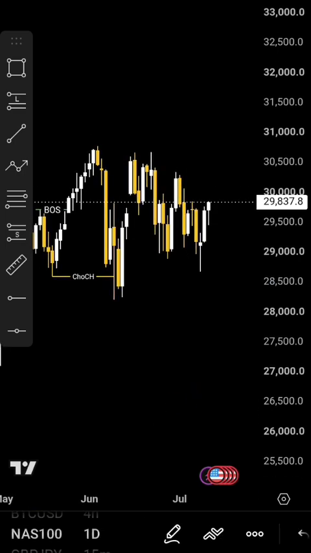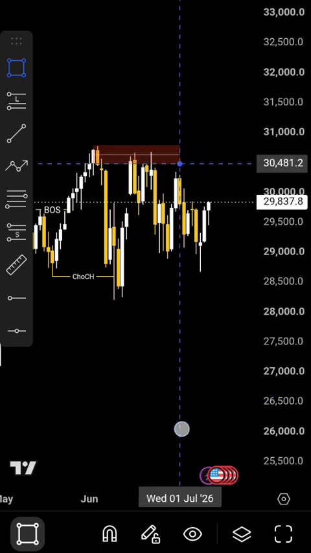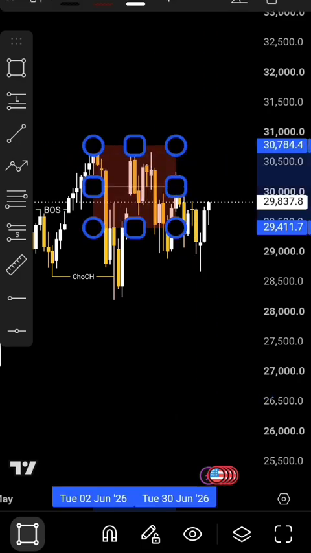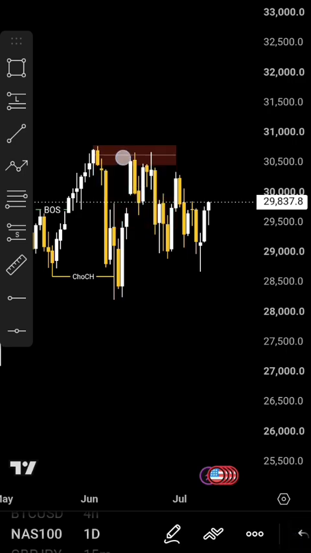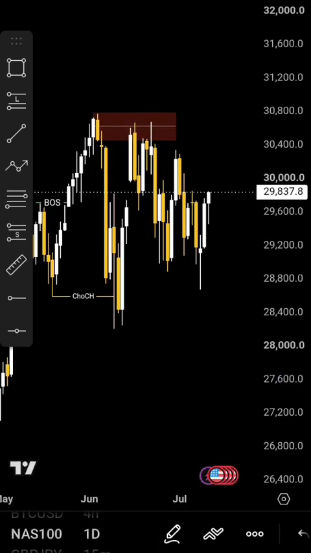Now since there's a change of character, we are looking for price to go into the order block that caused that change of character, right? This is the order block that caused that change of character, and we can see that price actually reacted from that place very nicely, and because of that, price is heading down, right?